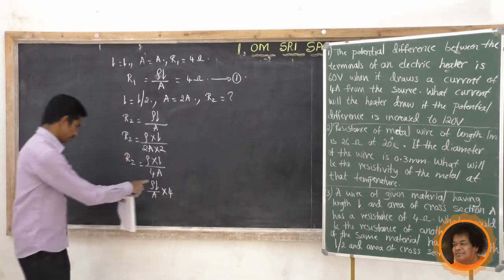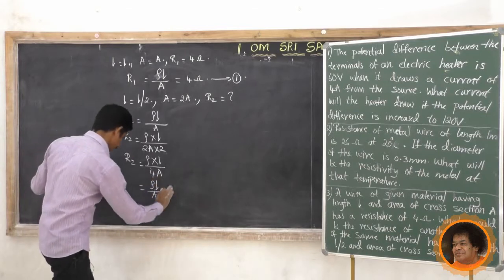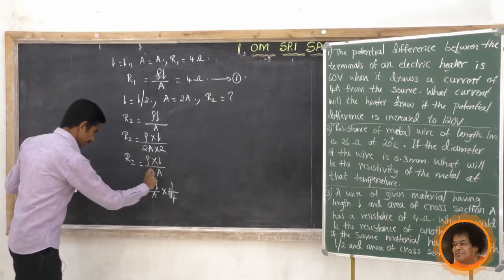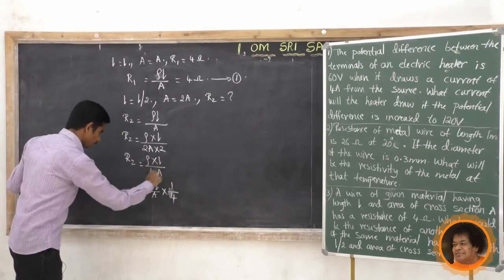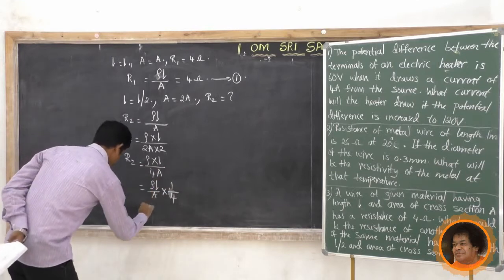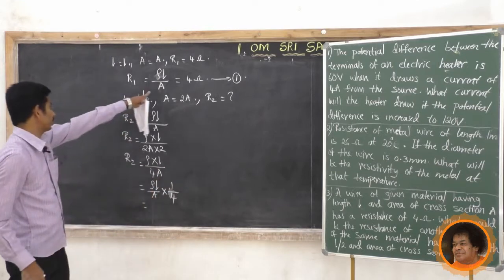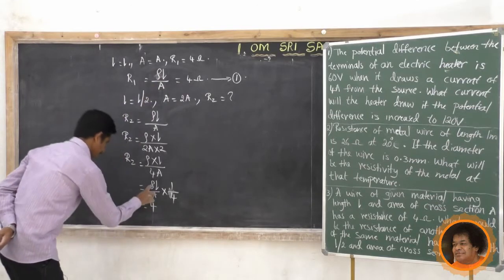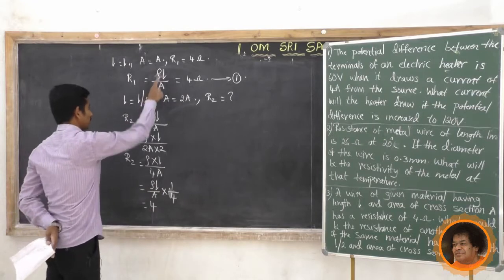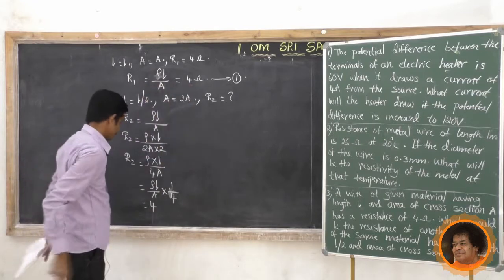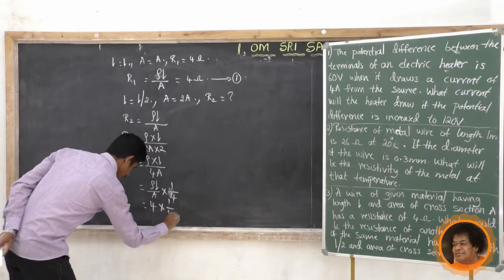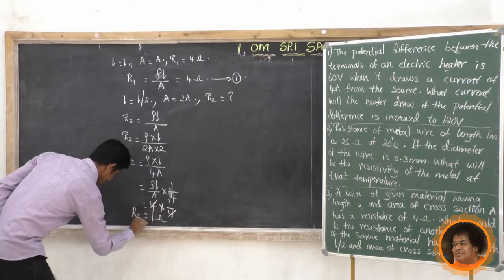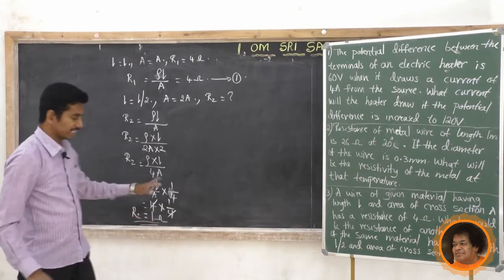If you substitute, we get rho L by A, then into 1 by 4. What is rho L by A? From equation 1, rho L by A equal to 4 ohm. So substitute the value, that is 4 into 1 by 4. 4 cancelled, so we get 1 ohm. So what is the resistance of the second wire? The resistance of the second wire is 1 ohm.